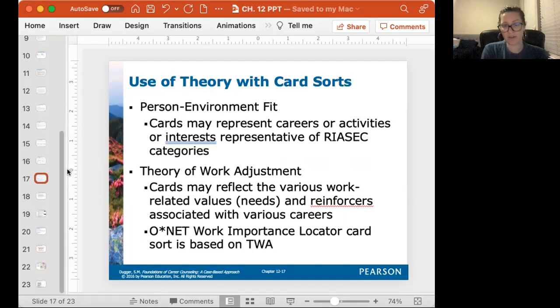As for the use of theory with card sorts, there's person-environment fit. Cards may represent careers or activities or interests representative of the RIASEC categories, the Holland Code. For the theory of work adjustment, cards may reflect various work-related values, needs, and reinforcers associated with various careers. And that's why doing things like the Myers-Briggs and other things can be useful in navigating, let's say, 100 different jobs that you're considering, because it gives a framework for what do I like, what do I not like, what would be a good fit for my personality versus not. And the O*NET Work Importance Locator has a card sort that's based on the TWA.